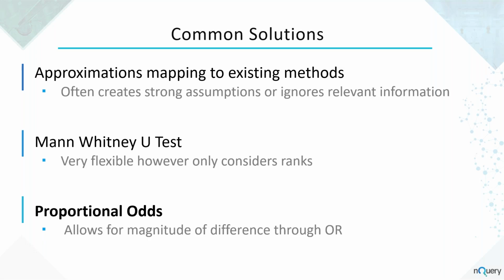Okay, so as mentioned, some of the most common solutions to dealing with this type of endpoint are simply to use approximations or simplifications in order to map the ordinal data onto an existing type of data that a researcher might be more familiar with. So this often results in very strong assumptions being made, or similarly, it might end up ignoring a lot of the underlying structure of the data.